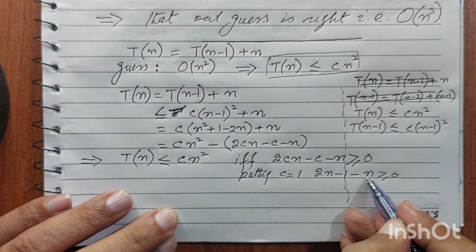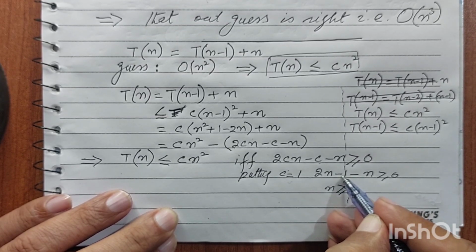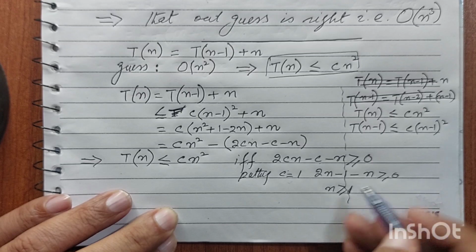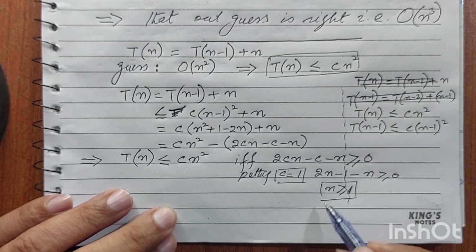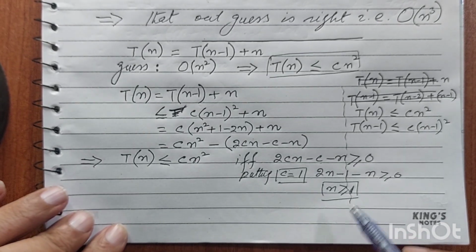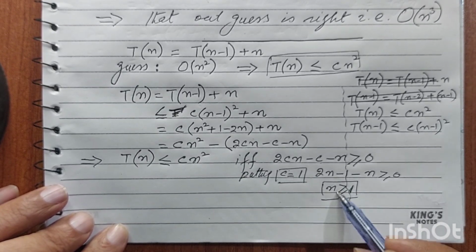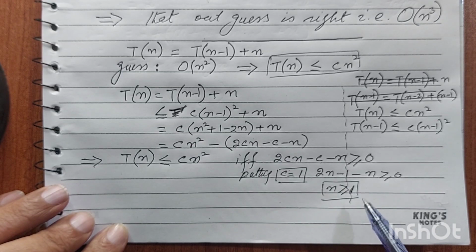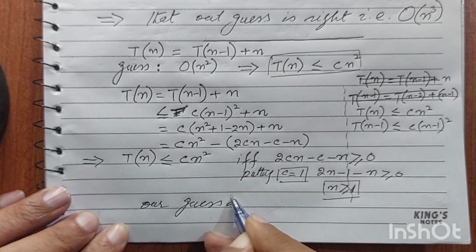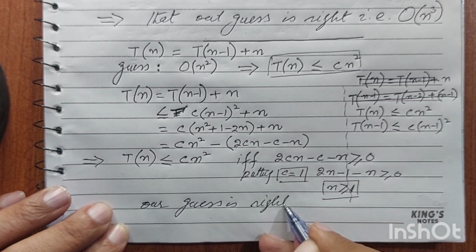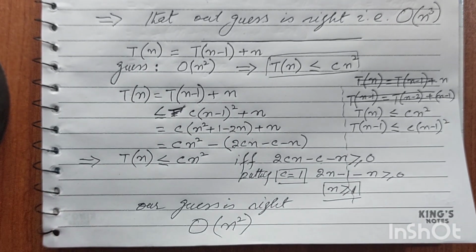It implies 2n minus n is greater than or equal to 1. So we'll move this one towards the right-hand side. So here we can see we can find two constants, C is equal to 1 and n is greater than or equal to 1. So it is moving towards the positive numbers. That's what we have already discussed, that this inequality is very important for us. So it means our guess is right. So we can say that this equation is of big O of n square time complexity.